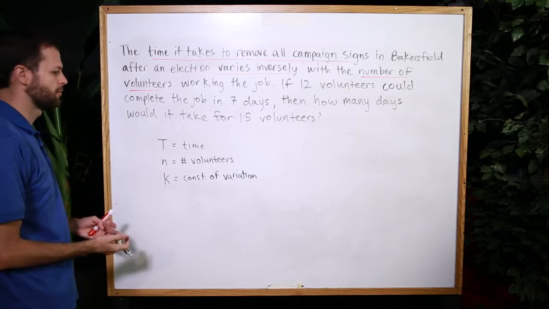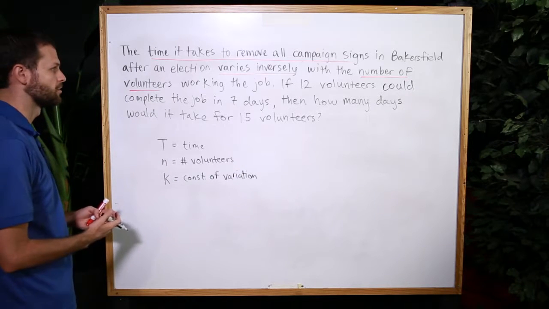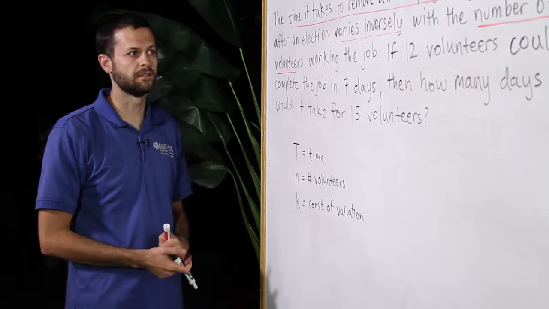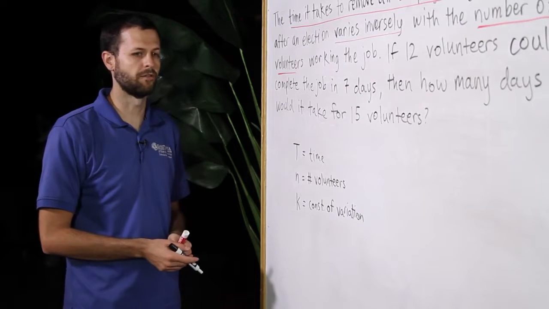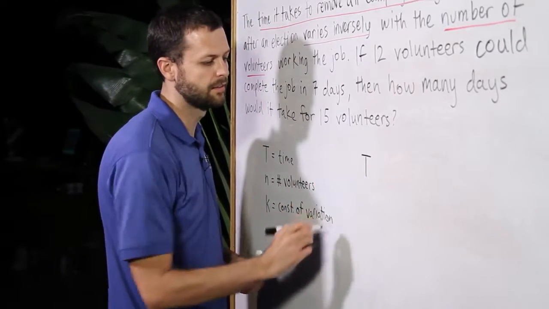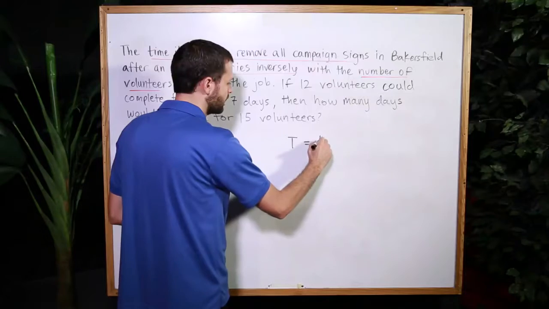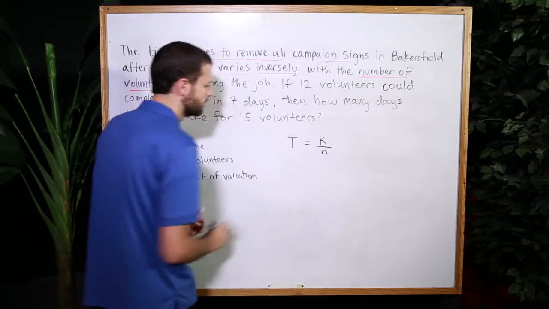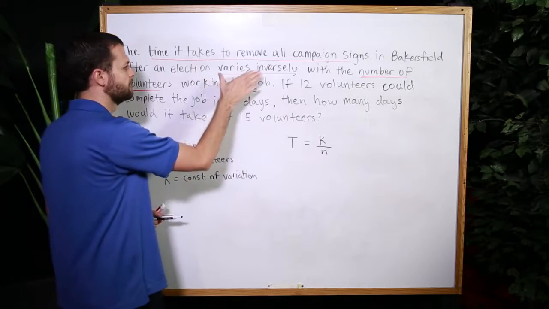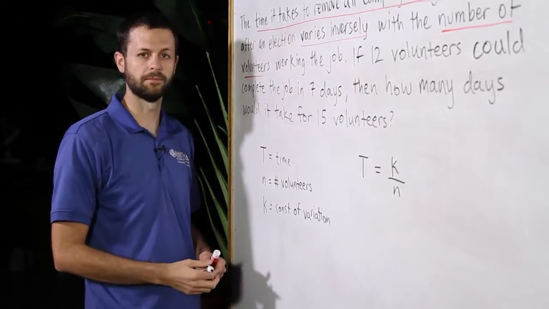Now I'm going to use the information I have in order to set up an equation. It says the time it takes to remove all campaign signs varies inversely with the number of volunteers. The equation that it's describing is T equals K over N. And the reason that it's K over N is because it's a varies inversely type of problem.